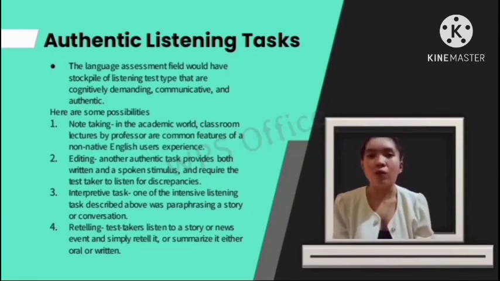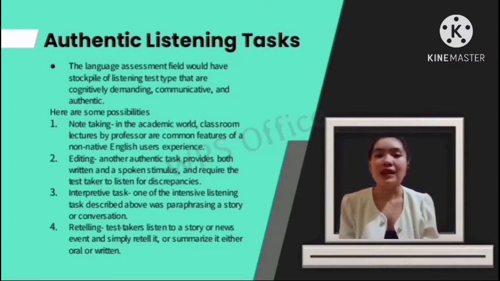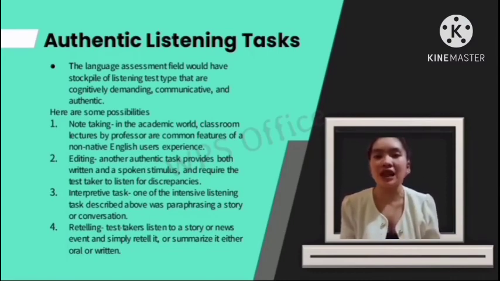Number 3, interpretive test. One of the intensive listening tests described above was paraphrasing a story or conversation. And number 4, retelling. Test takers listen to a story or news event and simply retell it or summarize it, either oral or written.